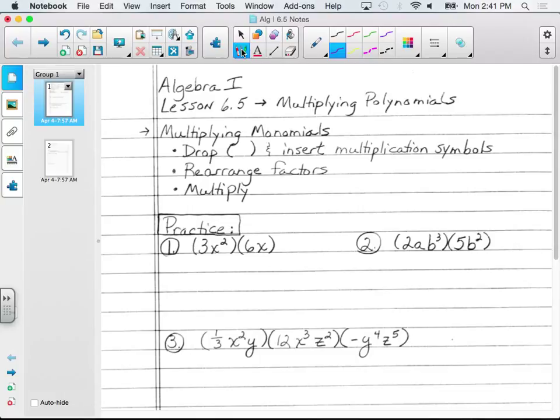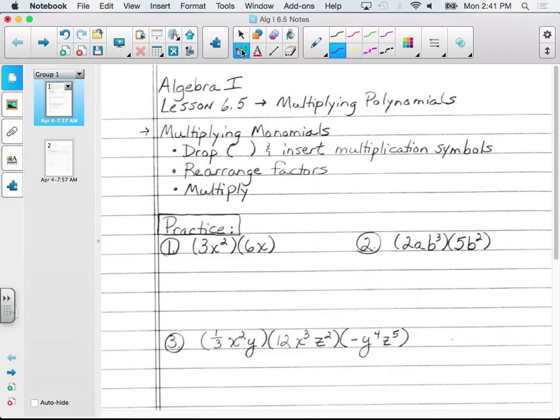Alright, so last week we were working with addition and subtraction with polynomials, so we will be moving on to multiplying them. So first we're just going to start off really small. We're going to start with multiplying monomials.